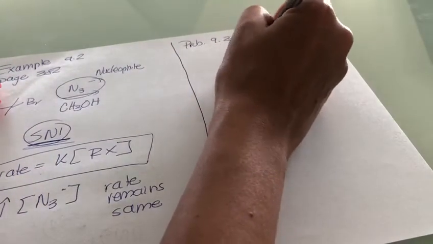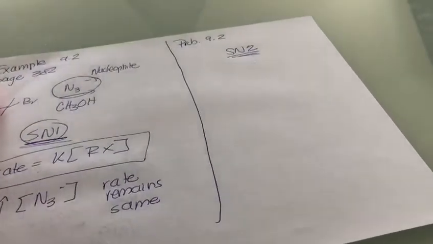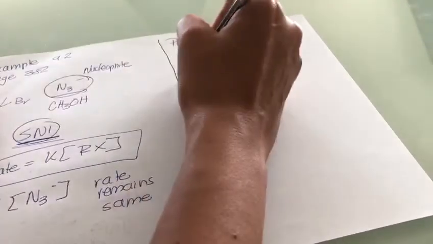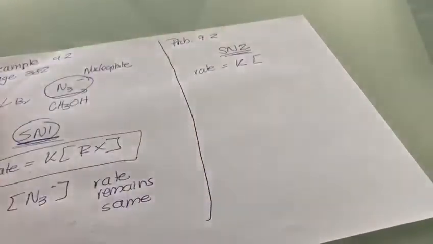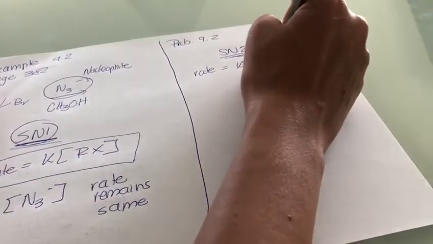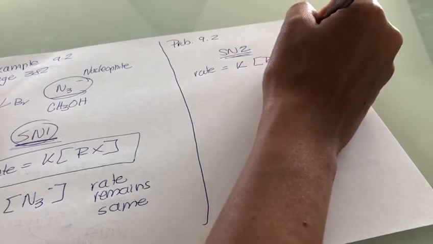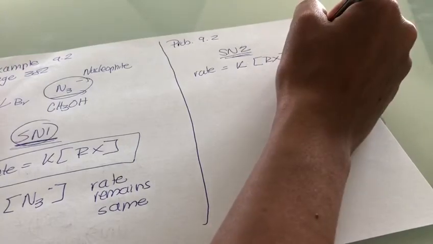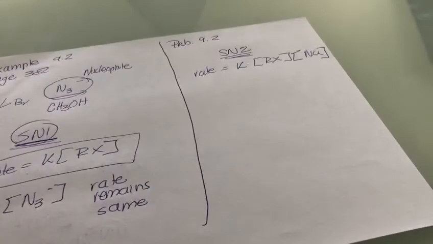Well, it's telling you that it's an SN2 reaction, and that's all you need to know, because the rate law for the SN2 reaction depends on both the concentration of the haloalkane and the concentration of the nucleophile, because they both take part in the rate determining step for the SN2 reaction.